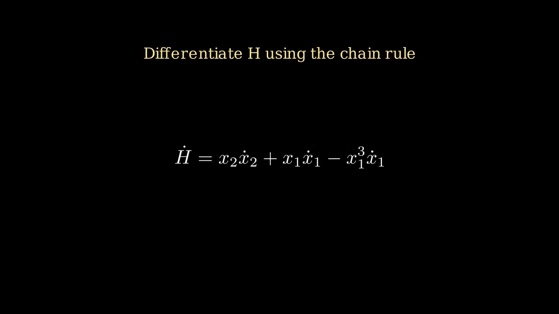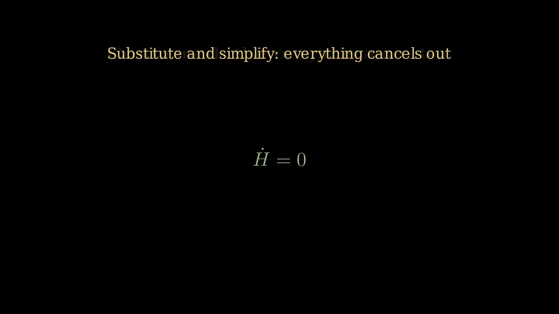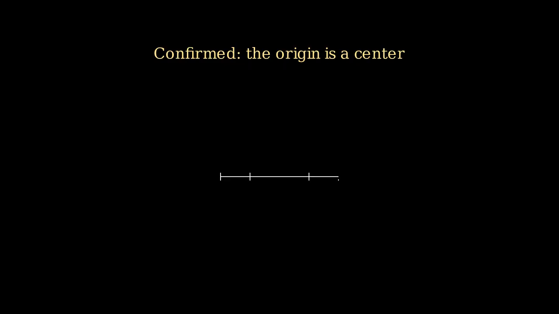Using the chain rule, this gives x2 times the derivative of x2 plus x1 times the derivative of x1 minus x1 cubed times the derivative of x1. Substituting our original equations and simplifying, every term cancels, leaving exactly 0. Since capital H stays exactly constant along every trajectory, the origin really is a center. This confirms the inconclusive linear case without needing to guess.